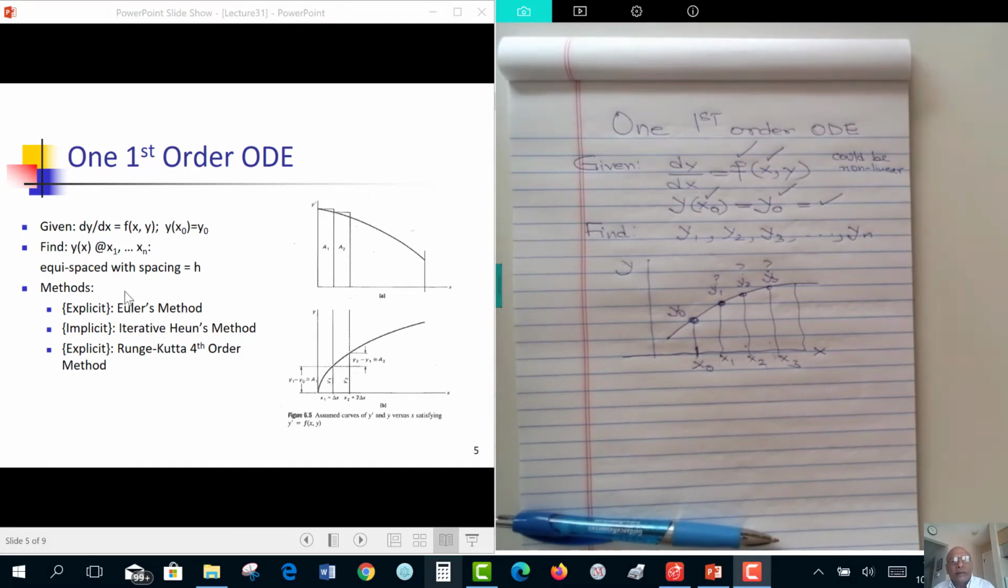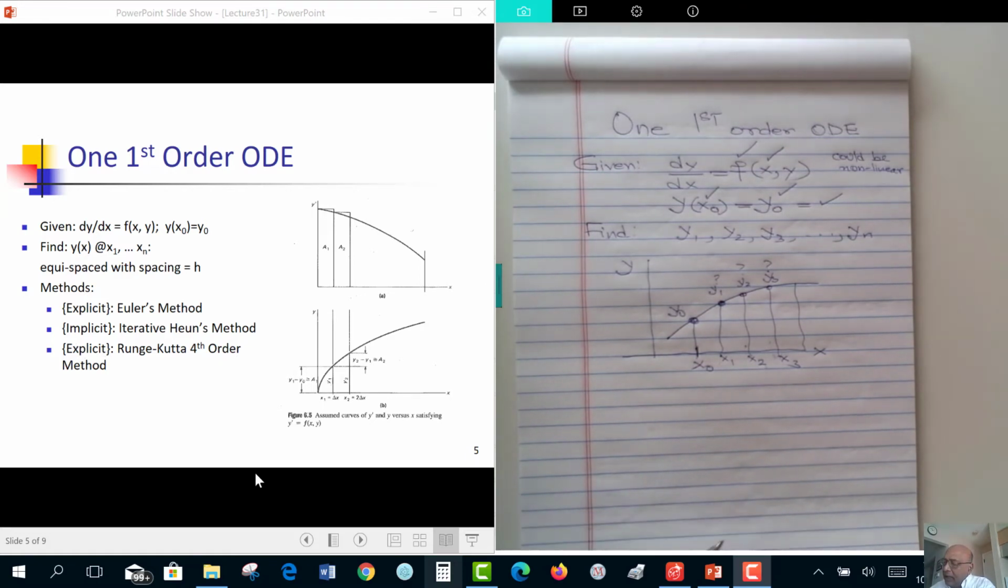Okay, so that is our problem statement, and we are going to cover three methods to solve this one first order ordinary differential equation. First, we are going to cover Euler's method today, which is an explicit method. Then we are going to cover an iterative Heun's method. Iterative methods are implicit methods. And then we are going to cover the Runge-Kutta fourth order method, which is an explicit method.